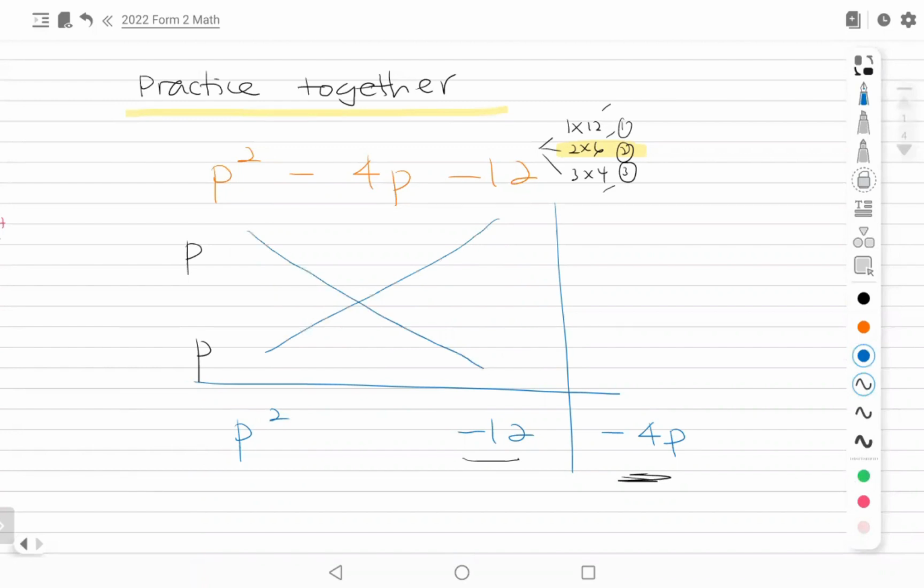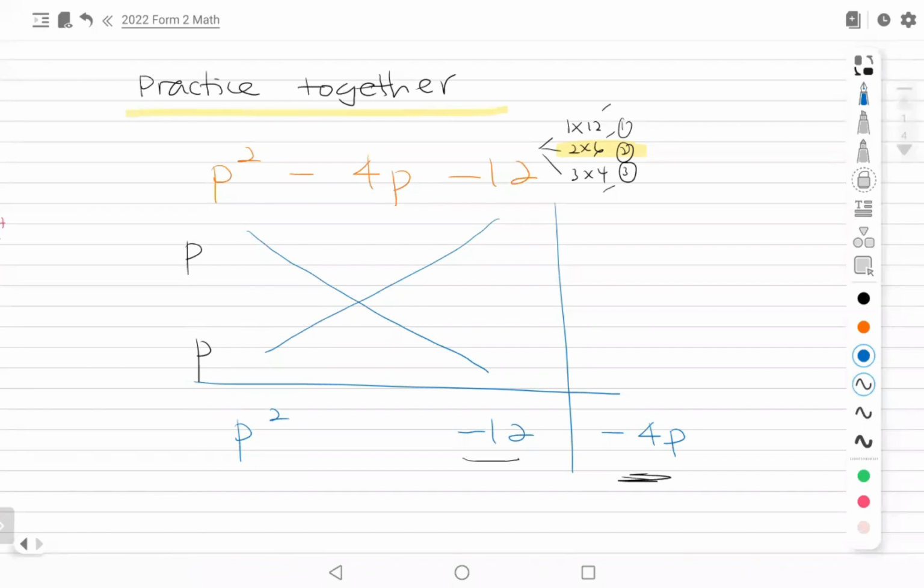Step 1, no problem, right? Step 1, we list down all the terms. Step 2, we have to list down the factors. What times what equals p squared? So the first term, p squared, p times p becomes p squared. That one no problem, right?